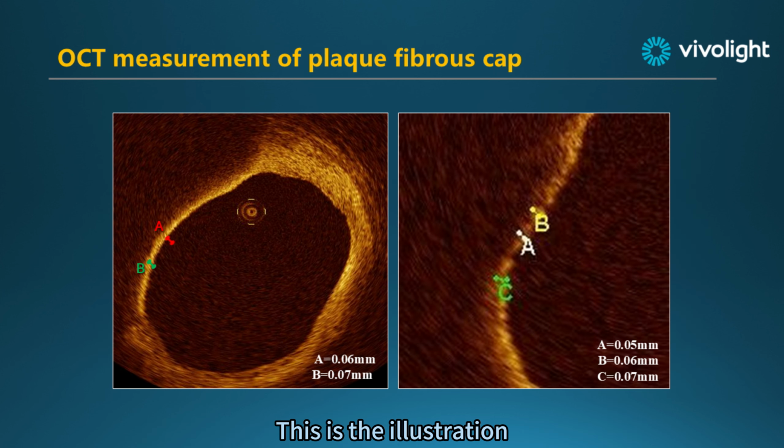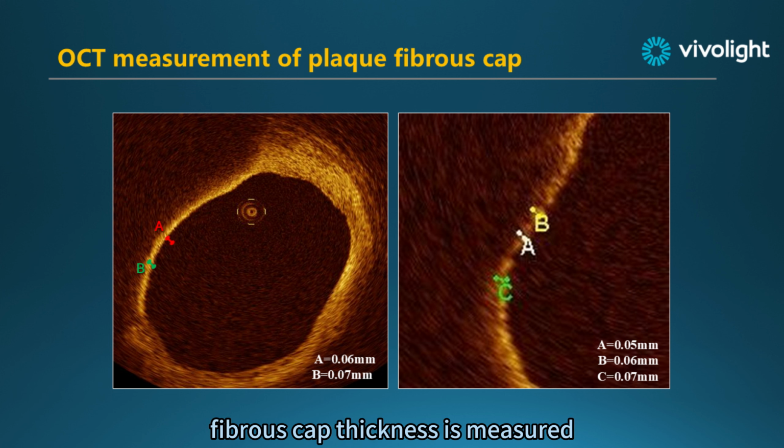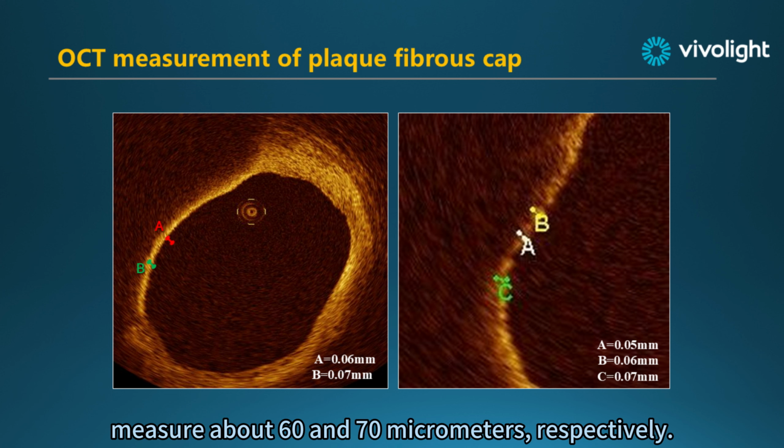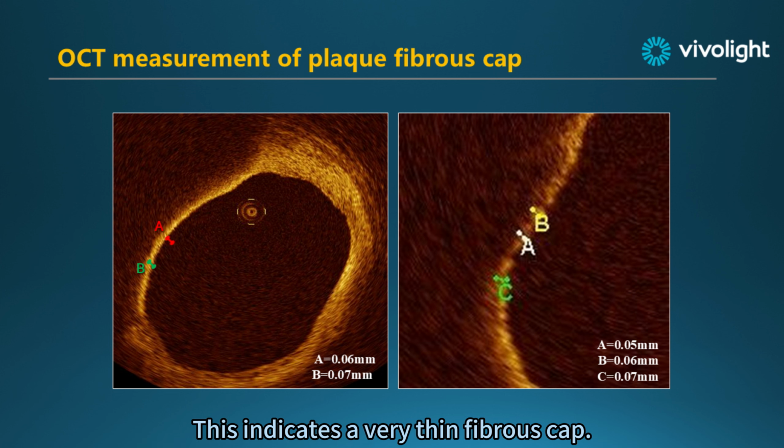This is the illustration for fibrous cap measurement. As mentioned before, fibrous cap thickness is measured at the thinnest point, adjacent to the lipid arc. Points A and B here measure about 60 and 70 micrometers respectively. This indicates a very thin fibrous cap. The right image shows the same thing.